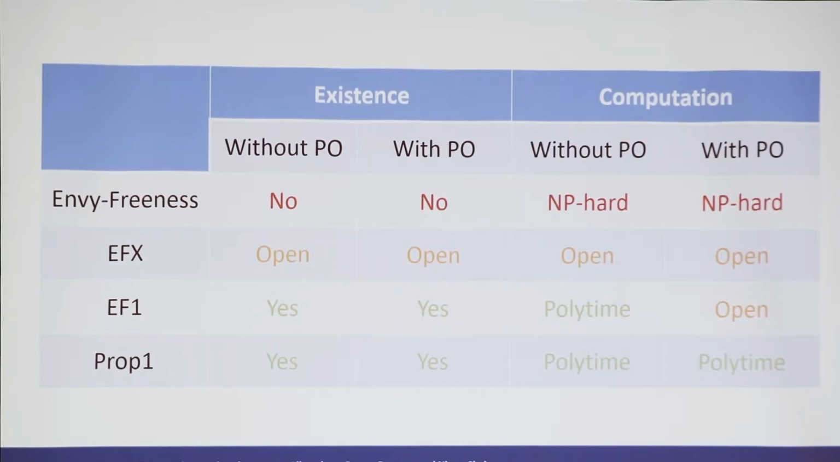Okay, so let me wrap this part with the following slide, which just sums up what we know about existence and computation of these 4 properties with and without PO. So prop 1 is easy enough that we can do everything we want. Envy-freeness is hard enough that we can't. And for EFX, and to a lesser extent EF1, there's still plenty of questions that we don't know the answer to here.